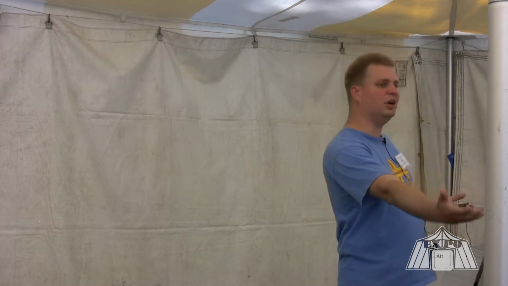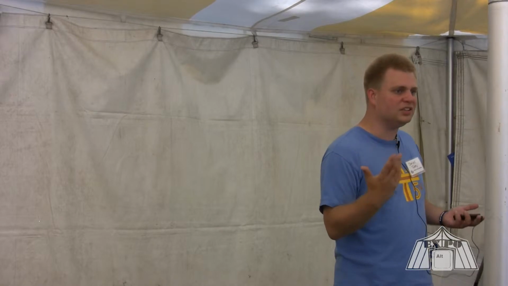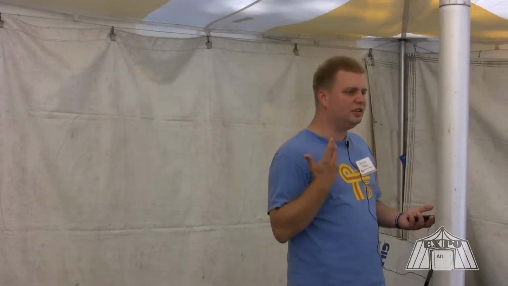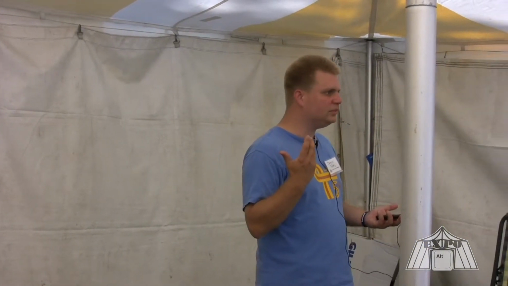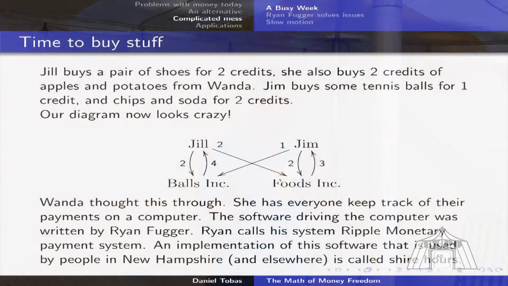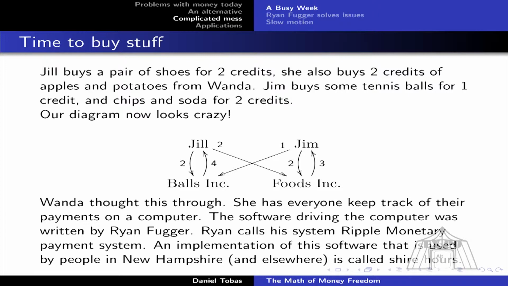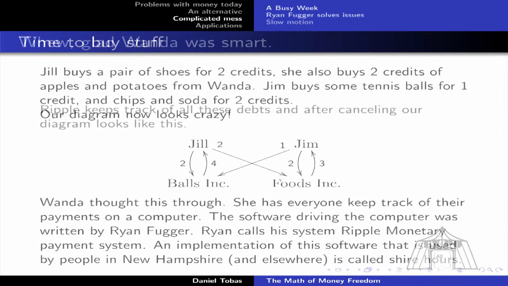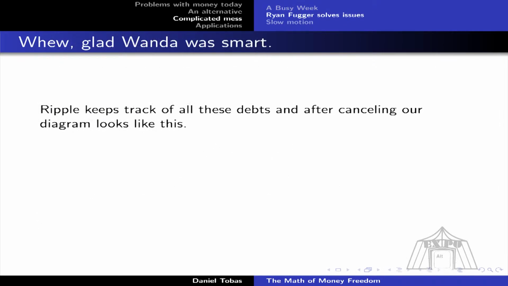Now, if we were reasonable people, we're not going to have a situation where I owe you $3 but you owe me $2, right? We would just say, if I owe you 3 and you owe me 2, why don't I just pay you $1? We'll be even, right? So technically that's the same as I just owe you $1. So this diagram will simplify, and when it simplifies, there's just 1 arrow left. There's 1 arrow between Balls Inc. owing Foods Inc. 1 credit.